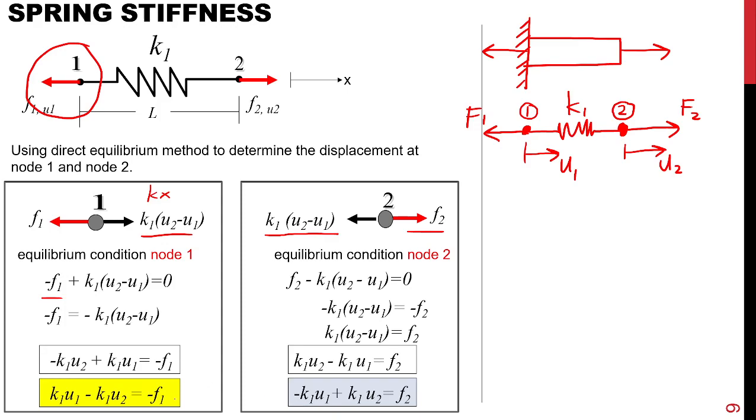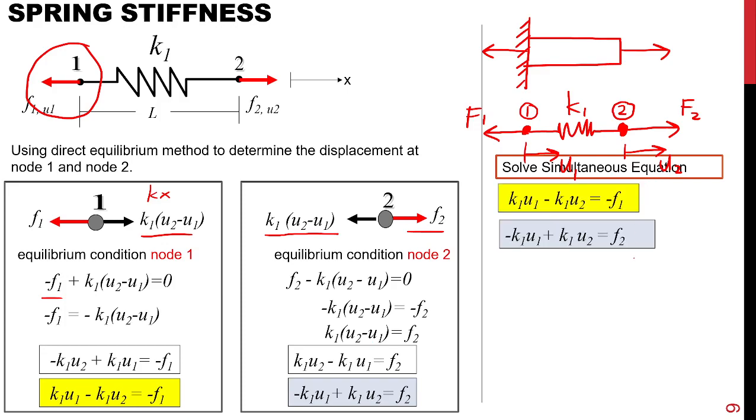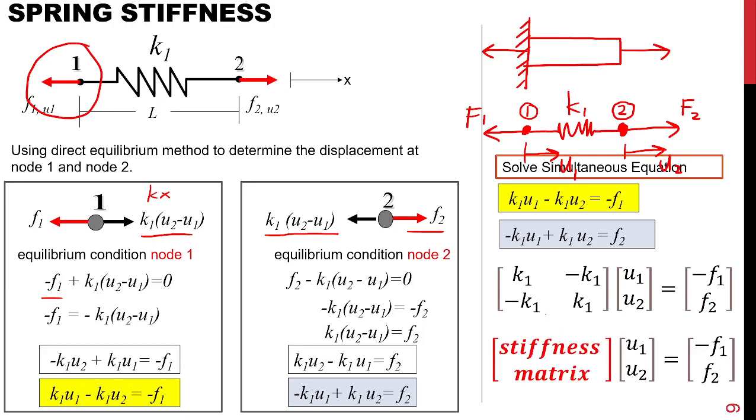Dan dua-dua equation ni kita kena solve untuk dapatkan final result lah. So what do? We can solve using simultaneous equation. These two equations, kita boleh masukkan dia dalam satu matrix lah. Kalau kamu tengok balik ni, dia boleh susun dia dalam keadaan macam ni lah. K1, negative K1, negative K1, K1. Ini ada negative F1 lah.